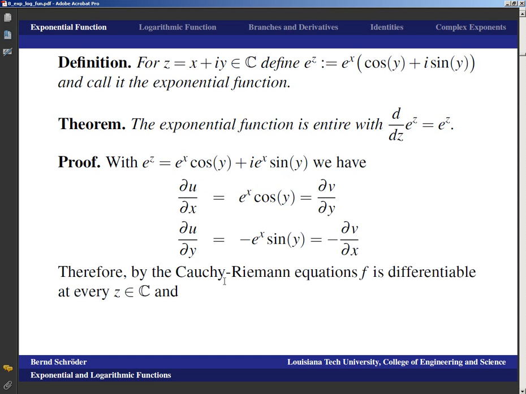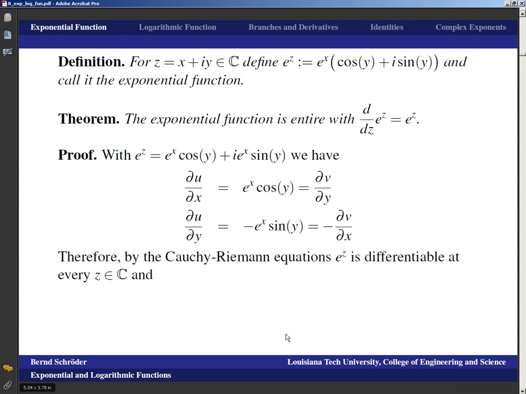Okay, and that means by the Cauchy-Riemann equations, the function f equals e to the z is differentiable at every z in C. That should be e to the z here. Okay, now it is e to the z. So it's differentiable by the Cauchy-Riemann equations, and we also have that the derivative with respect to z of e to the z is the derivative of the real part with respect to x plus i times the derivative of the imaginary part with respect to x.